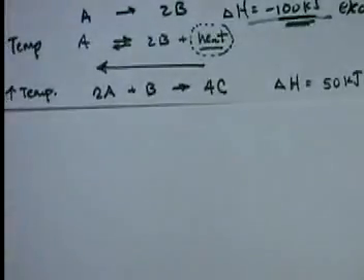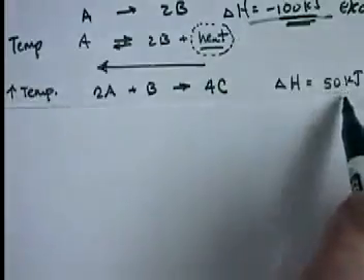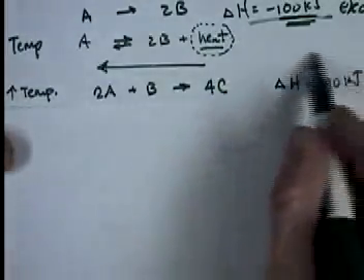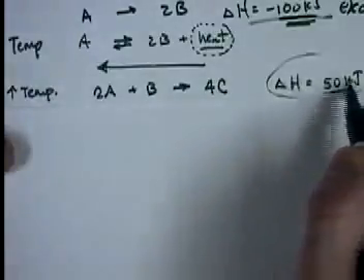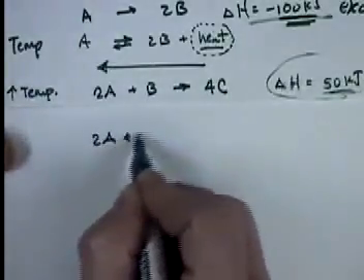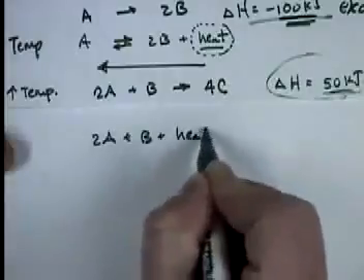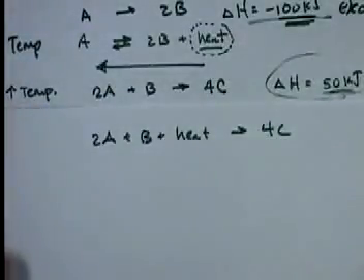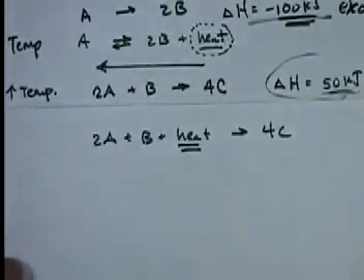I increase the temperature. Well, first of all, before dealing with the increase in temperature, take the delta H right here and make it be a reactant or a product. Since it's a positive delta H, make it be a reactant: 2A plus B plus heat goes to 4C. Well, if I increase the temperature, I'm increasing the amount of heat right here.